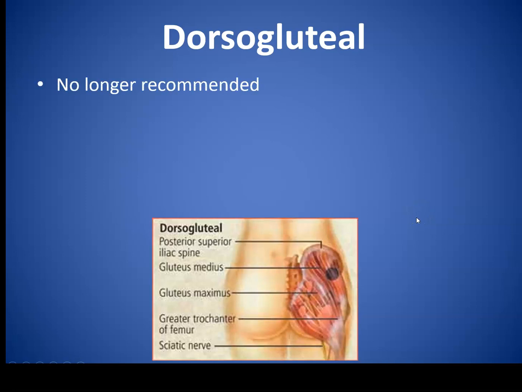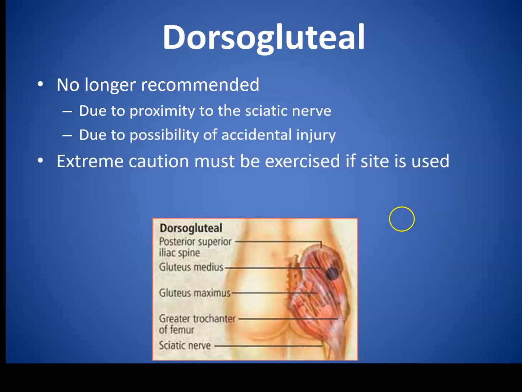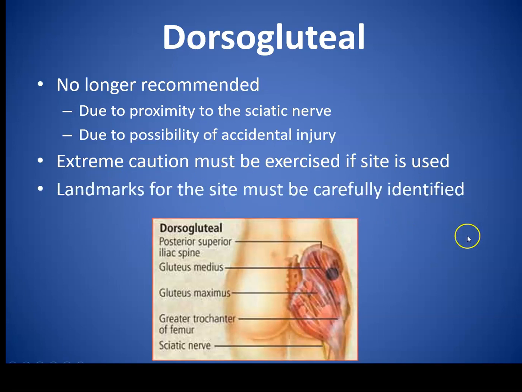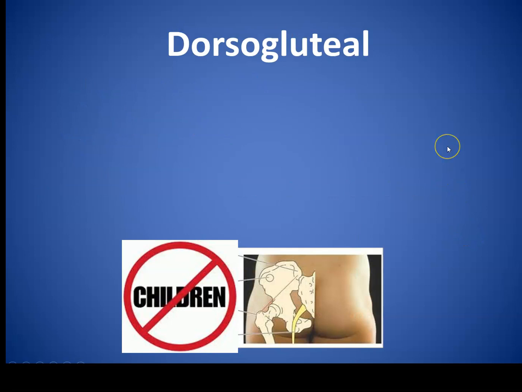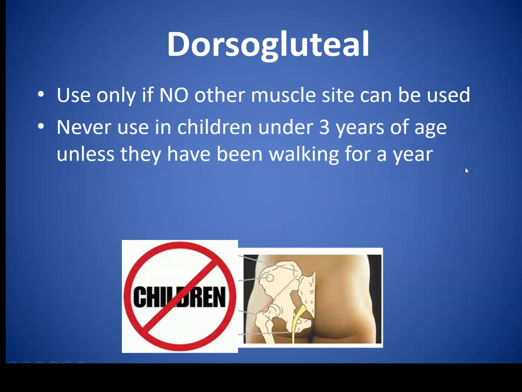The dorsal gluteal site is no longer recommended. In fact, at PAMF, I don't think you're even allowed to use that. And the reason is because it's very close to the sciatic nerve, so there's a high possibility of accidental injury to the nerve, which can cause the patient a lifetime of pain. So caution must be exercised if you're ordered to use this site. Okay, and you have to carefully identify your landmarks. So this is our last resort if no other muscle site can be used.